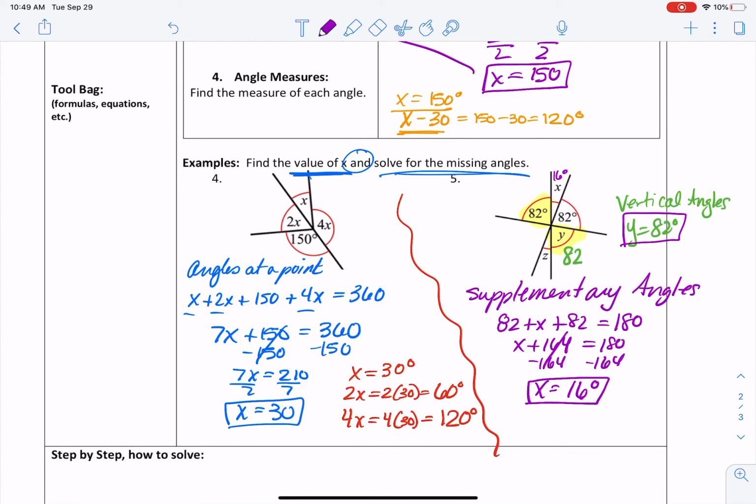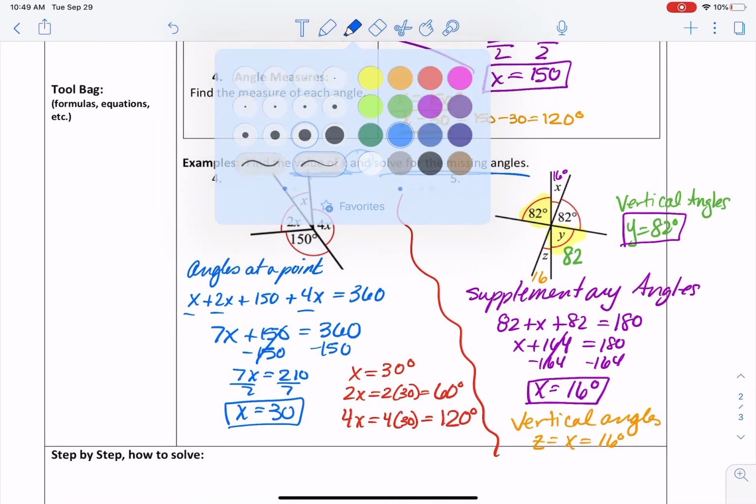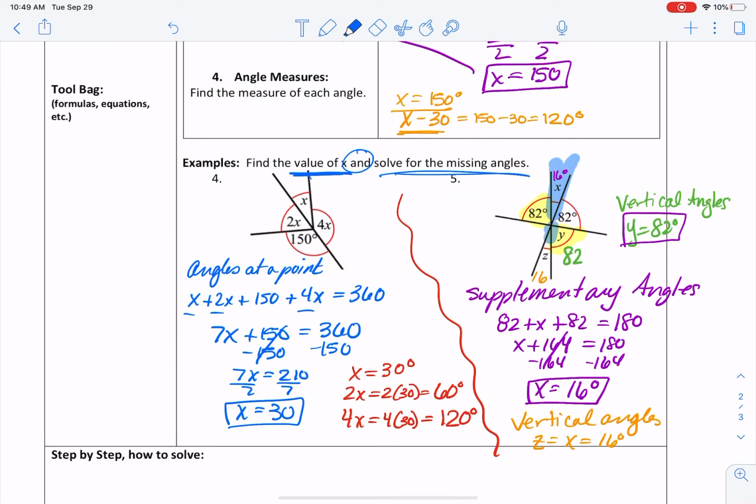And then I can say that, again, using vertical angles, that z equals x, which is 16 degrees. So you can see how all those angle pairs work.